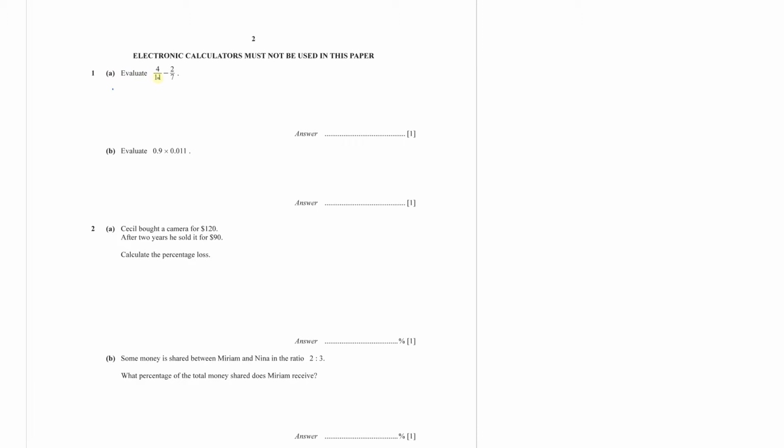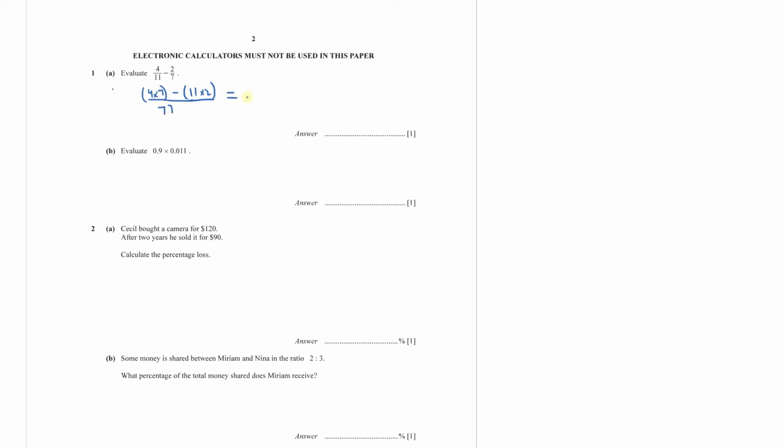You have to evaluate this fraction 4 over 11 minus 2 by 7. We start off by taking the LCM. Since there are no common factors between 11 and 7, your LCM would be simply 11 times 7, which is 77. Since you multiplied this 11 by 7, you will multiply this 4 in the numerator with 7 as well, so you will get 4 times 7. And then you multiplied this 7 by 11 to get 77, so you'll multiply this 2 in the numerator with 11 as well. So minus 11 times 2.